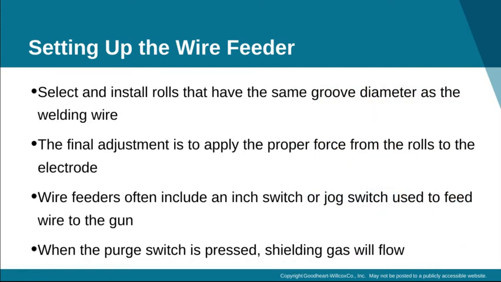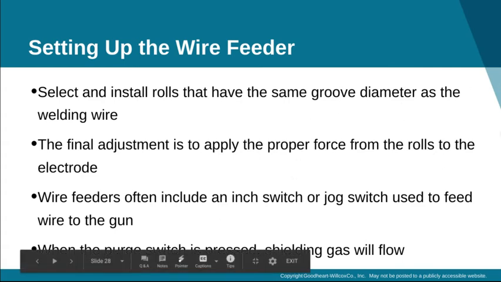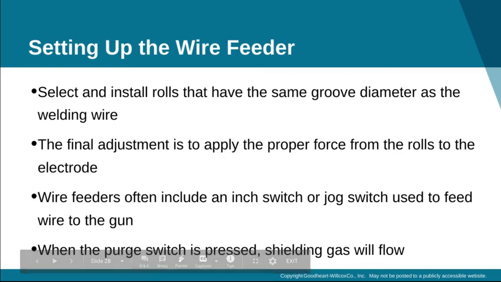Select and install rolls that have the same groove diameter as the welding wire. Again, you can't use 045 rollers on 035 wire. It just won't work. And if you use 035 rollers on an 045 wire, it'll pinch it too bad. Final adjustment is to apply the proper force from the rolls to the electrode. Wire feeders often include an inch switch or jog switch used to feed wire to the gun. When the purge switch is depressed, shielding gas will flow. Again, that's to purge old gas or air out of your line, or to help you set up the flow meter.